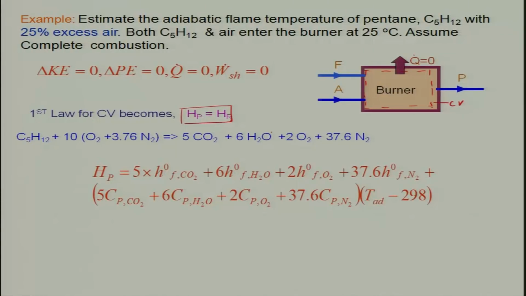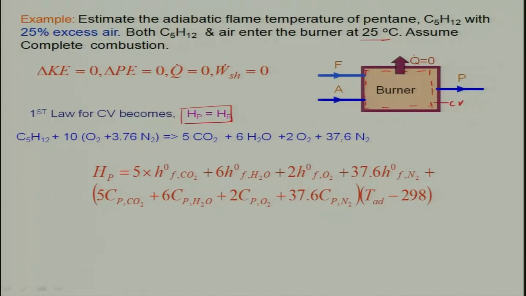Now what will we do? Keep in mind that it is 25 degrees Celsius, and we will have to find out Hp. What is Hp? Hp is nothing but 5 times the heat of formation of carbon dioxide, plus 6 moles of water times the heat of formation of water, plus 2 moles of oxygen and 37.6 nitrogen times their heats of formation. And there is also the sensible enthalpy, T adiabatic minus 298, multiplied by the Cp of carbon dioxide, water, oxygen and nitrogen and their respective moles, for the balanced equation.